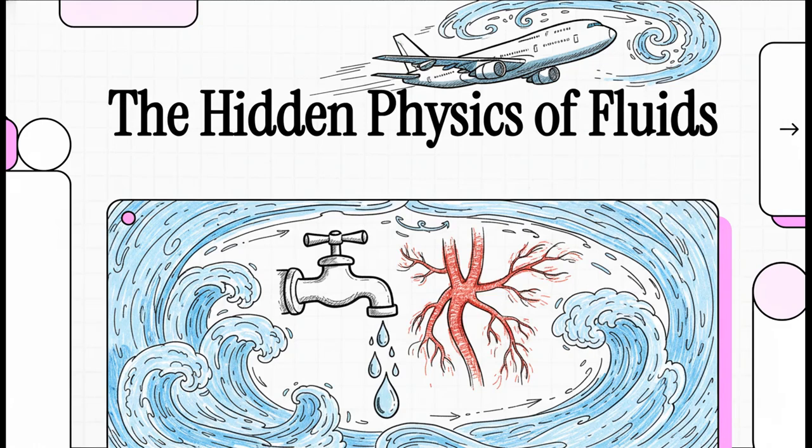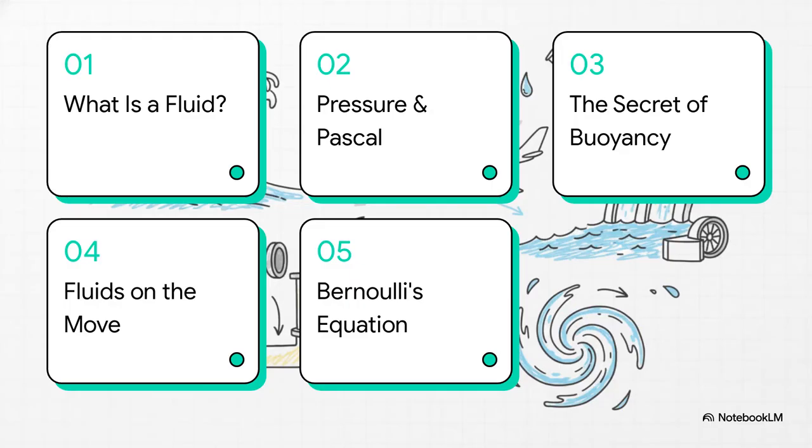Have you ever stopped to think about what a dripping faucet, the blood flowing through your veins, and a jumbo jet soaring through the sky all have in common? Well, it's all governed by the hidden physics of fluids. These are the invisible forces that literally shape our world, and today we're going to pull back the curtain and see how they work. So here's what we're going to cover in this explainer.